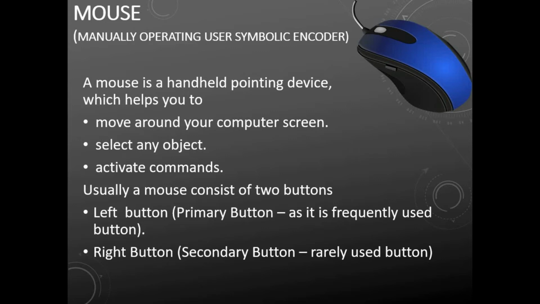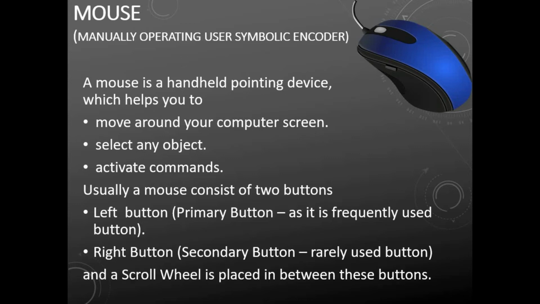The left mouse button is also called the primary button, and it is a frequently used button for selecting, opening and moving. The right mouse button is also called the secondary button, and it is rarely used. Most of the time it is used to display the menu for the selected object, and this menu in turn displays the commands that can be done on that particular object. It also has a scroll wheel placed between these buttons.